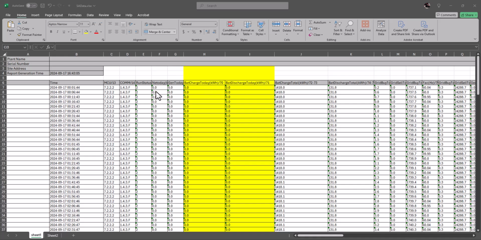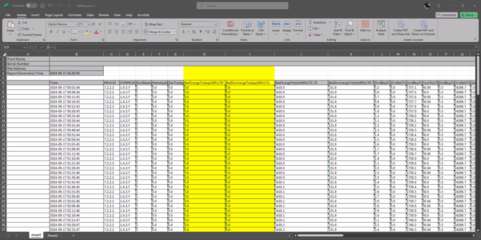Across the top you see the titles listed for what's in the columns. I believe that the numbers like 70, 71, 72, 73, 74, 75 are the register addresses, or the CAN addresses, that the software uses for pulling the data. It's not actually a battery charged today in kilowatt hours divided by 70. That's the register number.